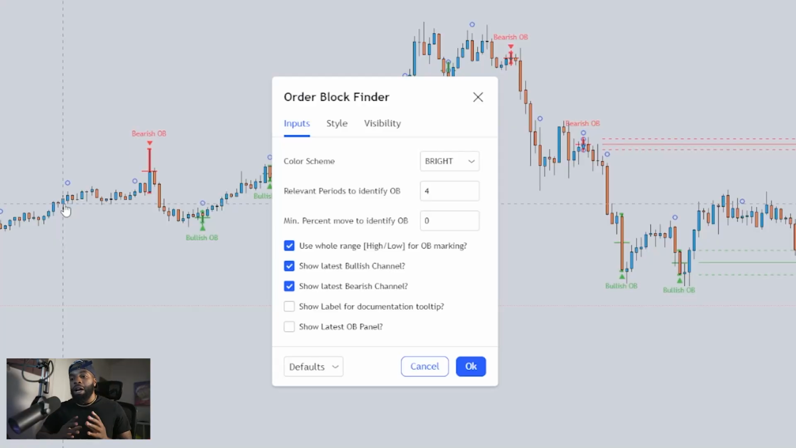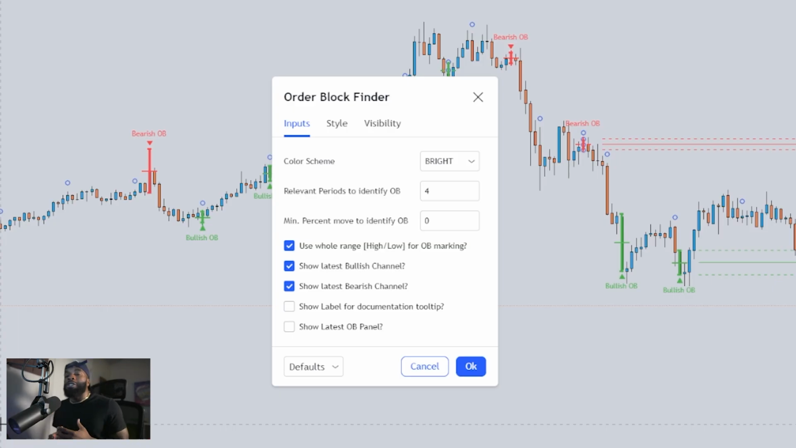Okay, so first I want to give you an indicator that you can get for absolutely free on TradingView, and I'm going to give you the settings you should be using on a 5-minute time frame to trade on a 5-minute time frame. If you see here, it is called Order Block Finder.